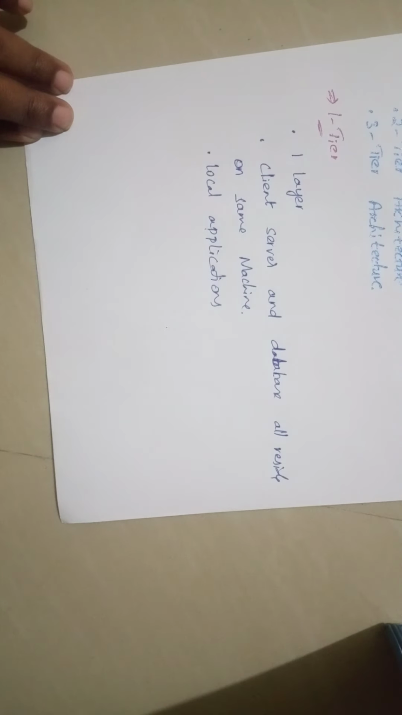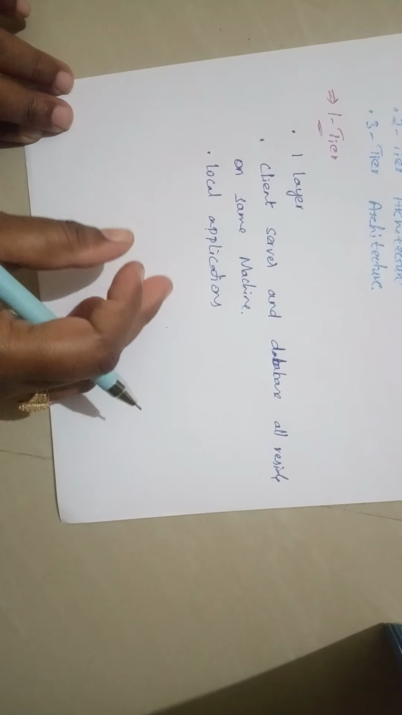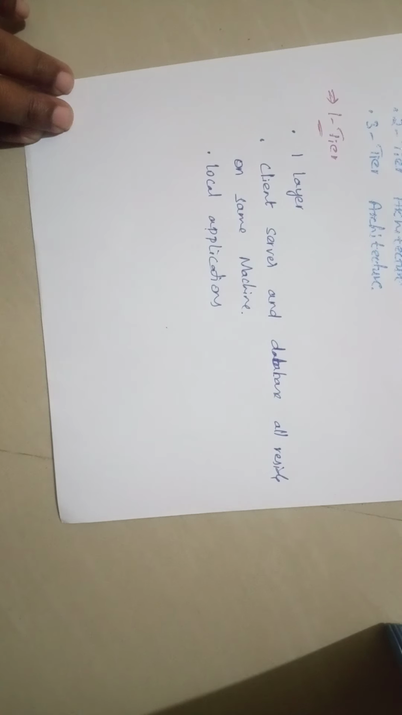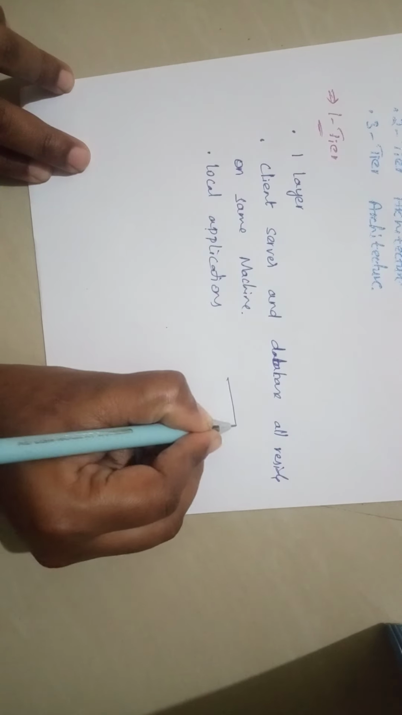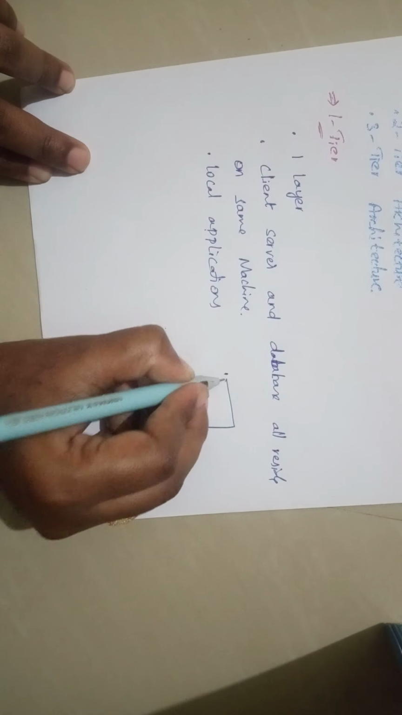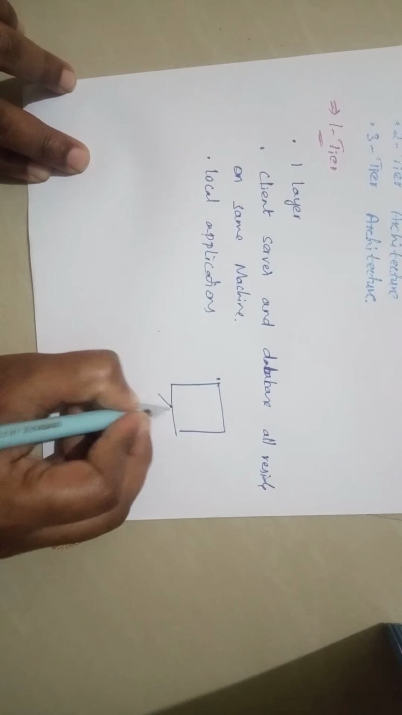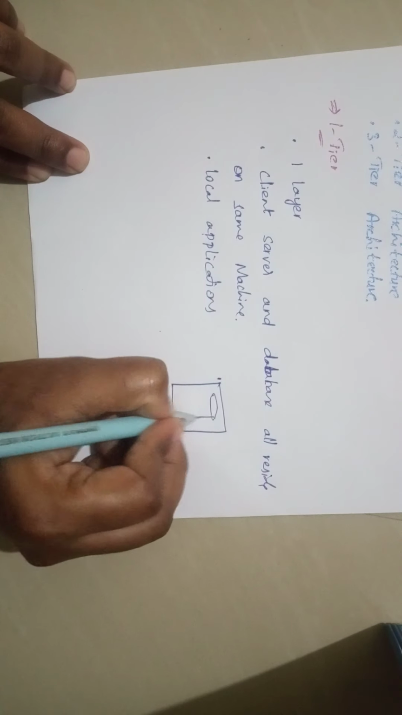One tier means one layer, and in this the client, server and database all reside on the same machine, and the database is directly available to the user. It means the user directly sits on the DBMS and can directly access the data. For example, the client, server and database all reside on the same system.